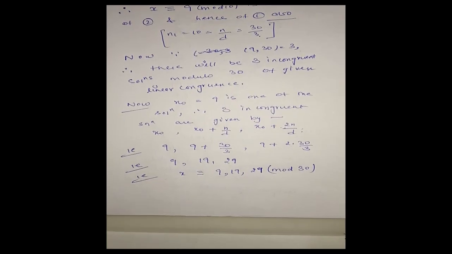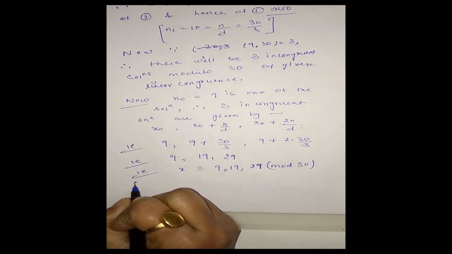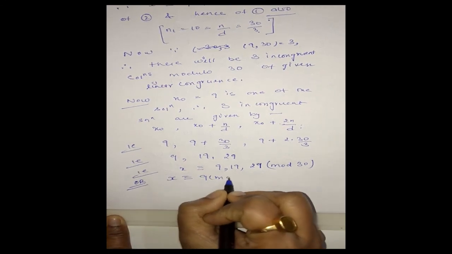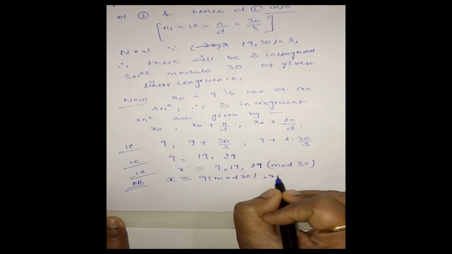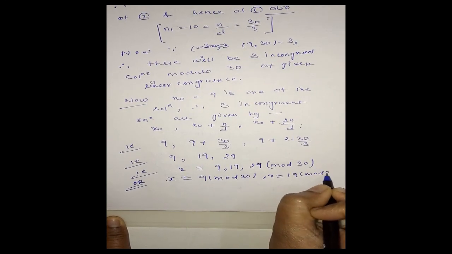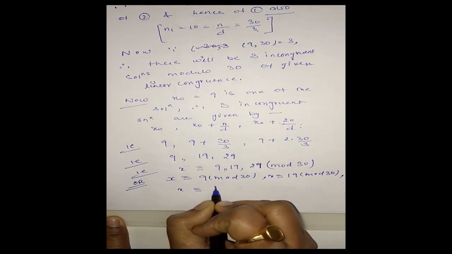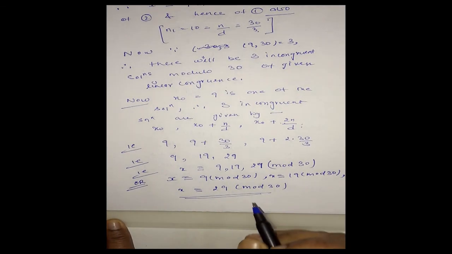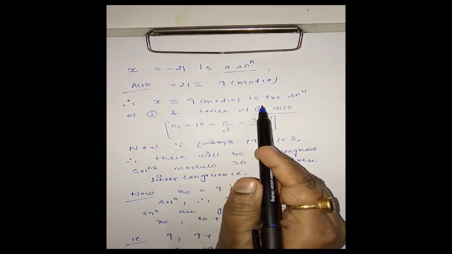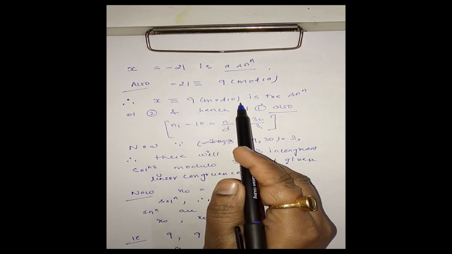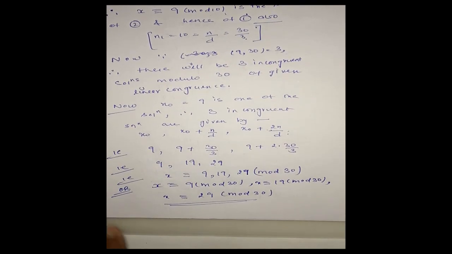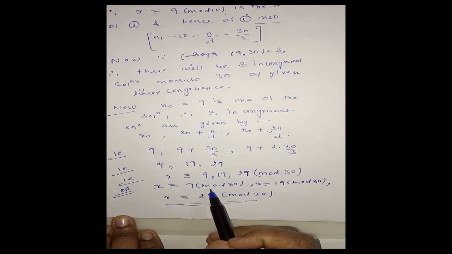These are the 3 incongruent solutions modulo 30, or the solutions can be written as x is congruent to 9 modulo 30, x is congruent to 19 modulo 30, and x is congruent to 29 modulo 30. These are the 3 incongruent solutions modulo 30, and x is congruent to 9 modulo 10 is the unique solution modulo 10.